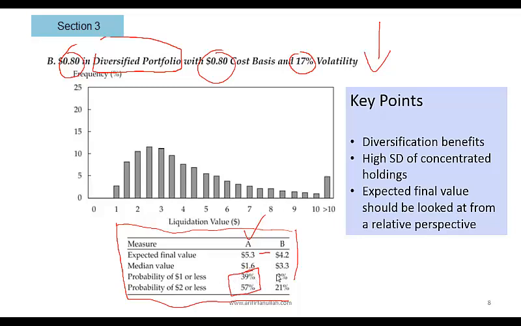39% of $1 or less versus 2% in portfolio B. 57 versus 21. Okay. So we've all figured out that there are diversification benefits. There's a high standard deviation of concentrated holdings. And expected final value should not be looked at in isolation; also look into the other parameters of this analysis.